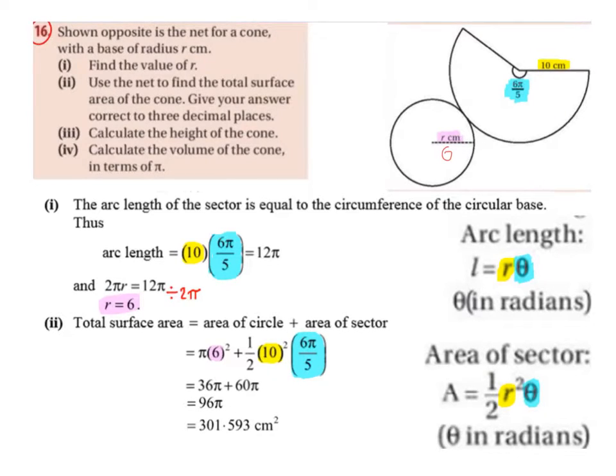And pressing S to D to get it into a decimal and rounding it to 3 decimal places gives us 301.593 centimeters squared. So it's very important that we used this formula because we were given our angle theta in radians. So we have to use this formula, and our calculator has to be in rad mode.